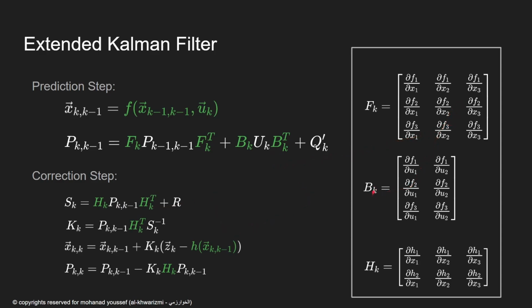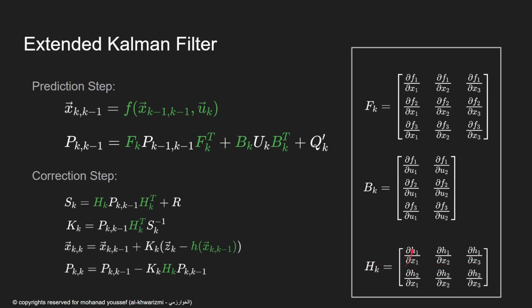So if we check here, the B will be very similar. But instead of taking the partial derivative with respect to the state vector elements, we take it with respect to the input vector elements, the u1, u2, and so on. For the H matrix, it will be the partial differentiation of the measurement model, the h, if it's nonlinear of course, with respect to the state vector elements.